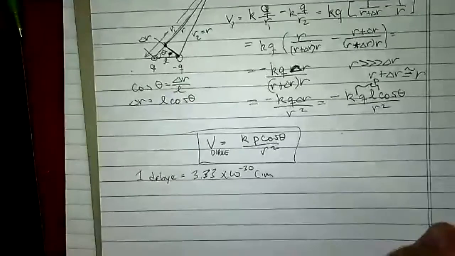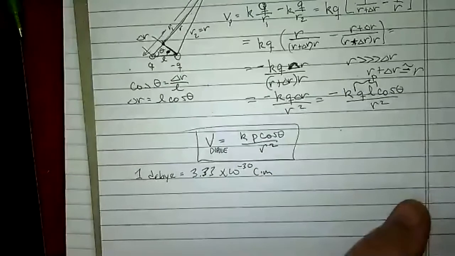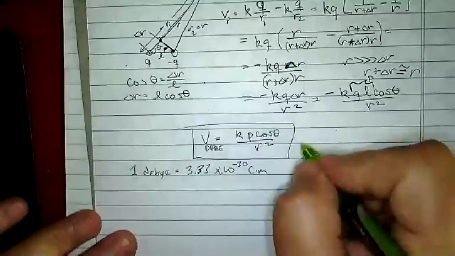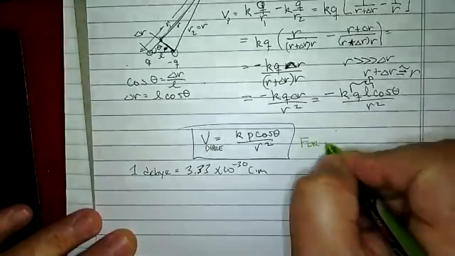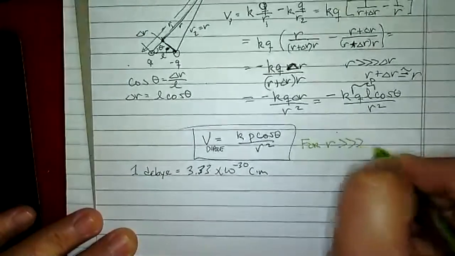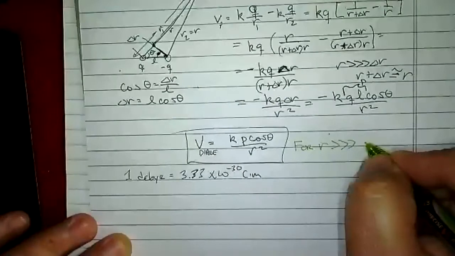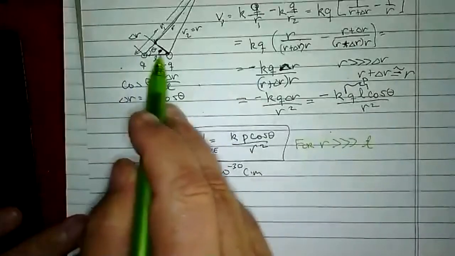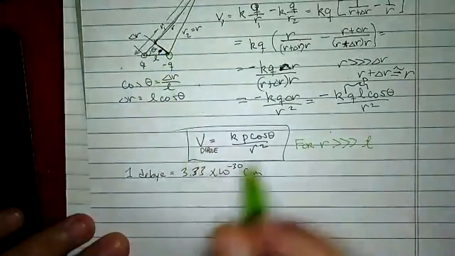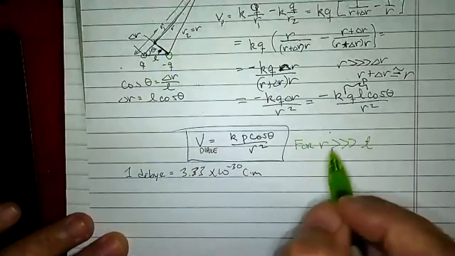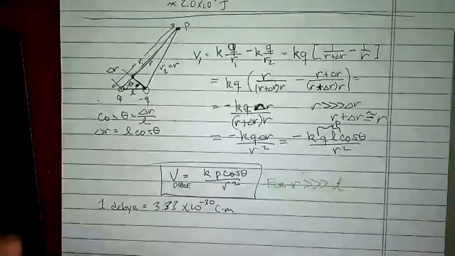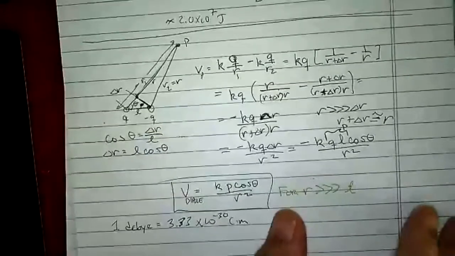So our new formula is the voltage due to a dipole. Let me make a note of this: this is for R much, much, much greater than L. In other words, when you're really, really far away, this L is really small compared to the R, and then this formula is very accurate. Any questions on that?